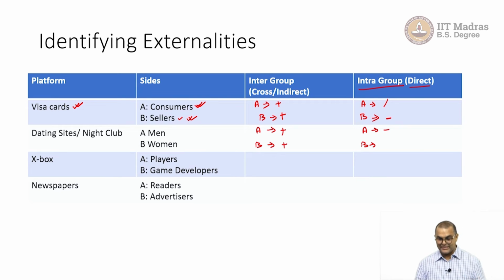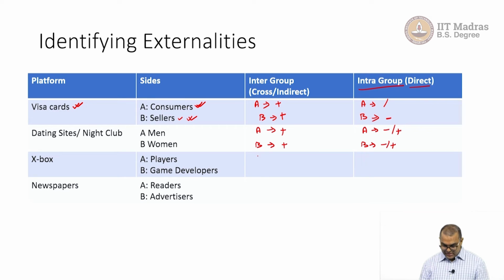But let us say there is a handsome man, let us say Shahrukh Khan, who is a big Indian movie star. With his presence, perhaps more women would come, and in that case it would be positive. And similarly, you can think from the women's side, the cross effect. So it can be minus, it can be plus, but it's not neutral.